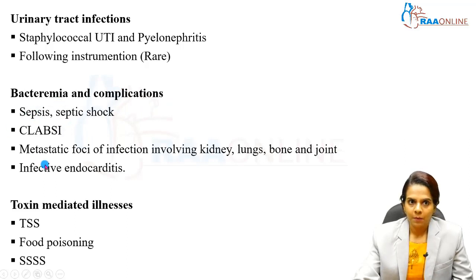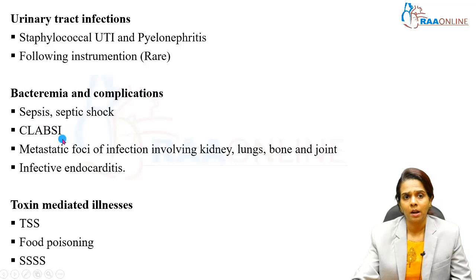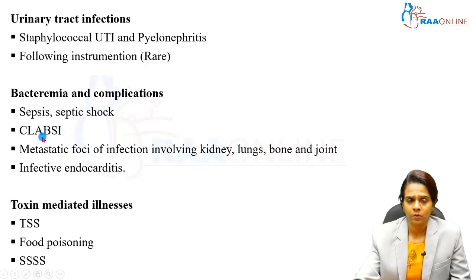And CLABSI. CLABSI is nothing but central line associated bloodstream infection. That is, a patient on a central line can develop bloodstream infection, which can be line associated, and the causative agent could be Staphylococcus aureus. And metastatic foci of infection involving kidney, lungs, bone and joint as well, and infective endocarditis. So all these complications can be caused by Staphylococcus aureus.